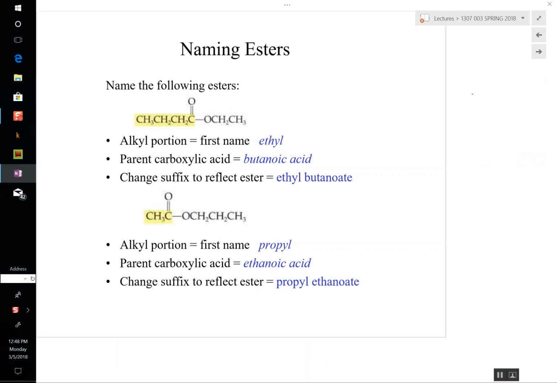So that should help. I hope that helps a bit to sort this out. You need to pay close attention to what the name of the ester is and how to dissect it so you get the right portions. So go back into here and look at some of these. Here's ethyl butanoate. Look at some of these and see how we get these names. Here is propyl ethanoate.